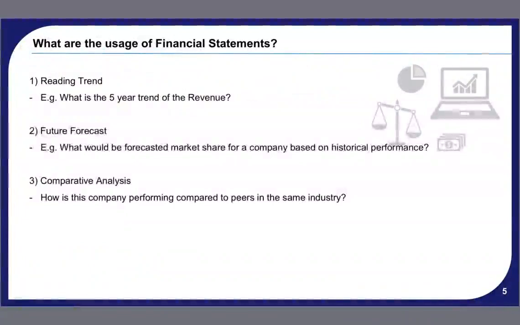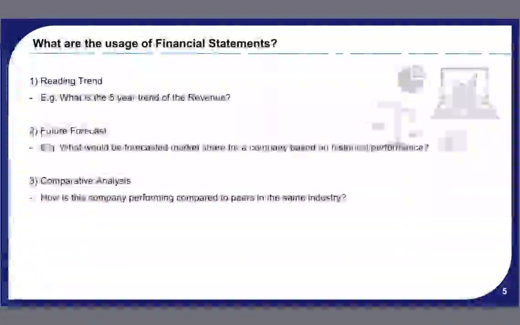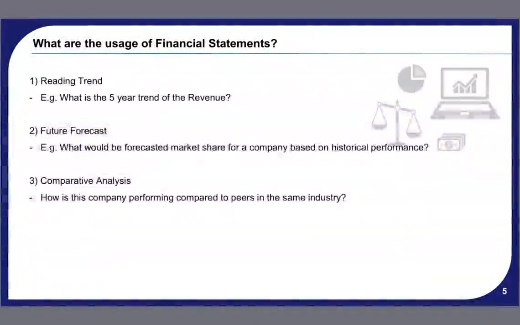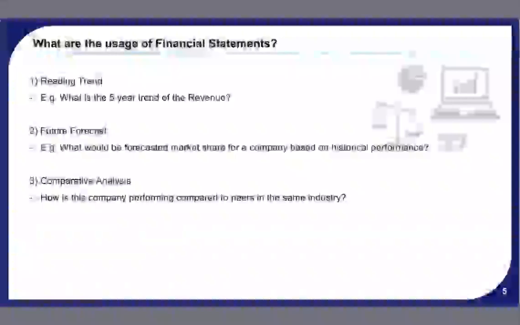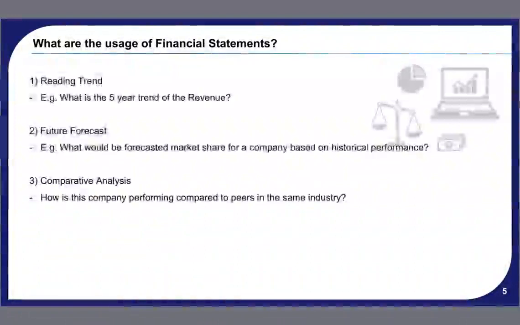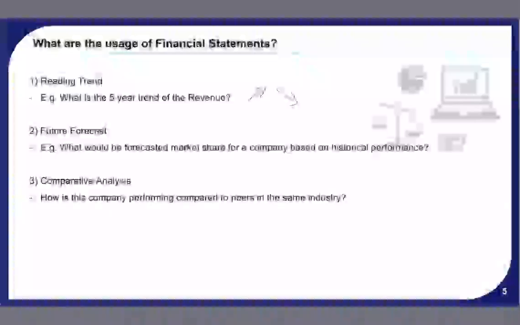So we can use financial statements to read a specific trend. It could be, let's say, the 5-year trend of the revenue of Samsung, for example. You have financial statements every year, and if you put the financial statements from 2018 to 2023, then each year's income statement would have a revenue figure. So then you can actually determine if there is an uptrend or a downtrend, okay?